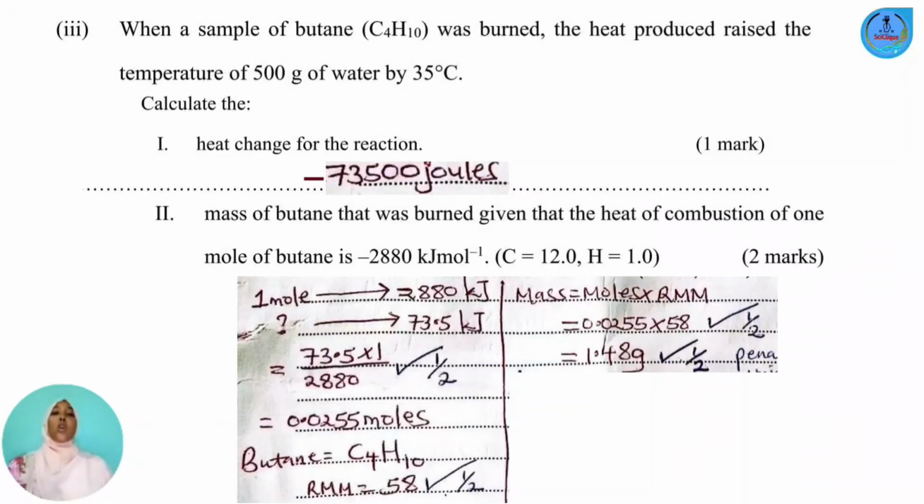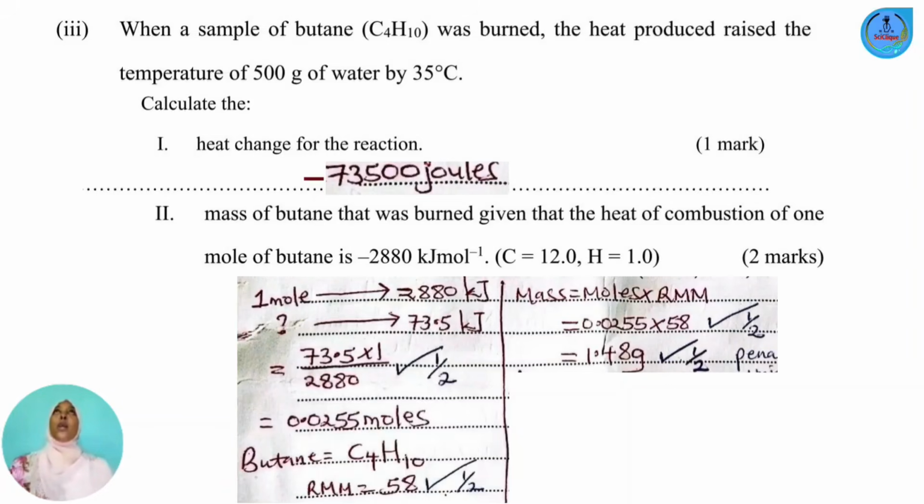So we are being told Roman number 2, the mass of butane that was burnt, given that the heat of combustion of 1 mole of butane is negative 2880 kilojoules per mole. Okay, let's pause there. We are looking for the mass of butane that was burnt. We don't know what it is, but we need to determine it based on the information that we have been provided. Now, the sample that we used of butane evolved 73,500 joules of heat energy. But we don't know the specific mass of the sample. That is what we want to find out.